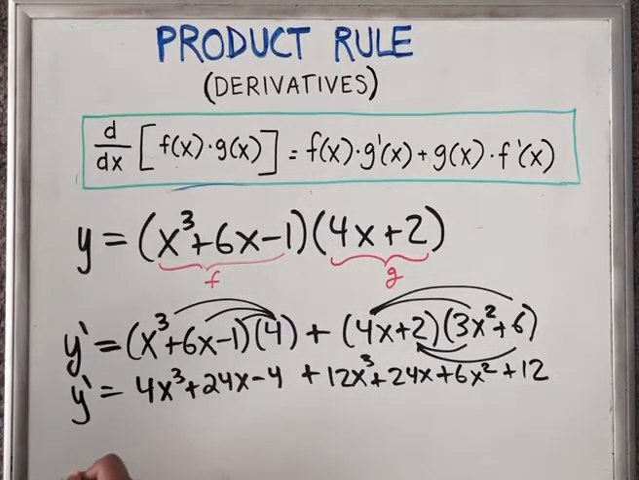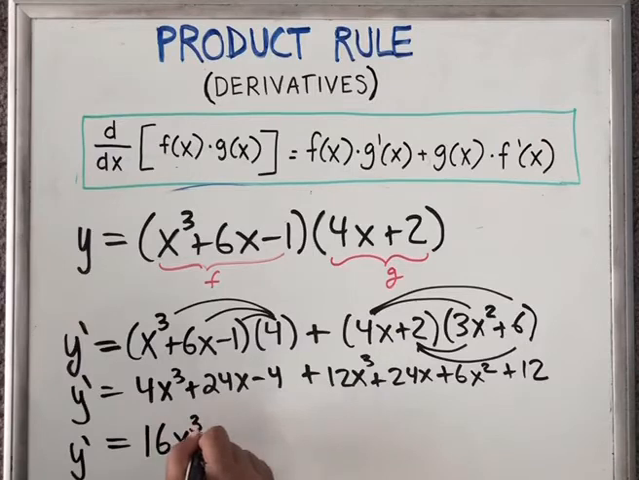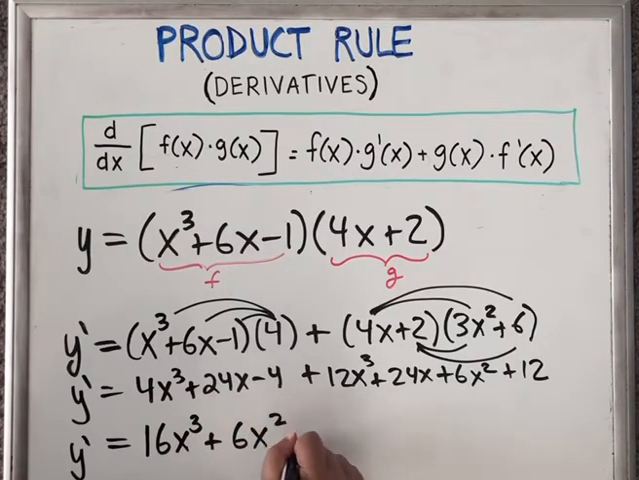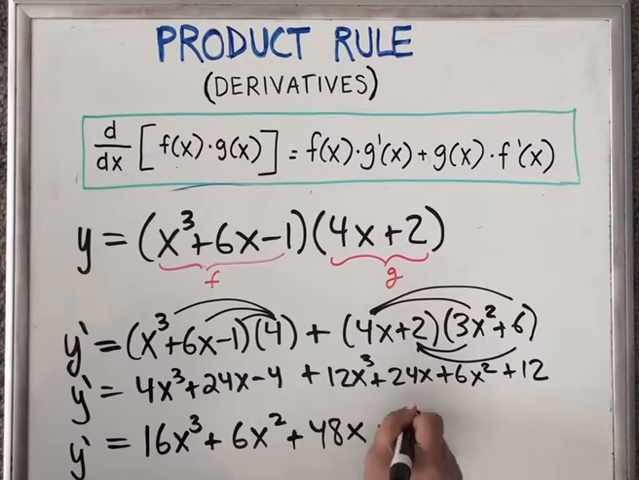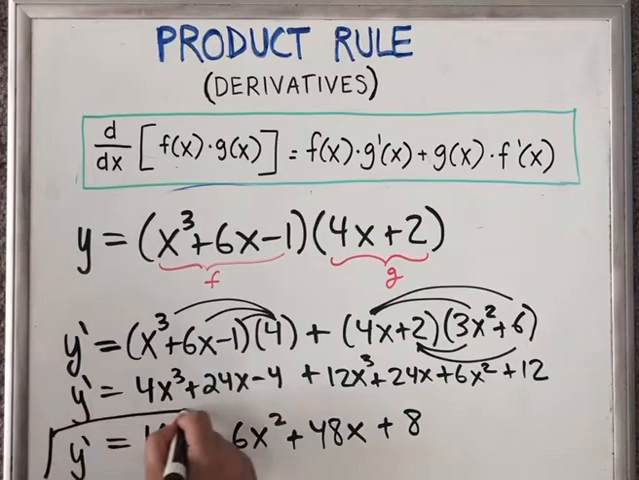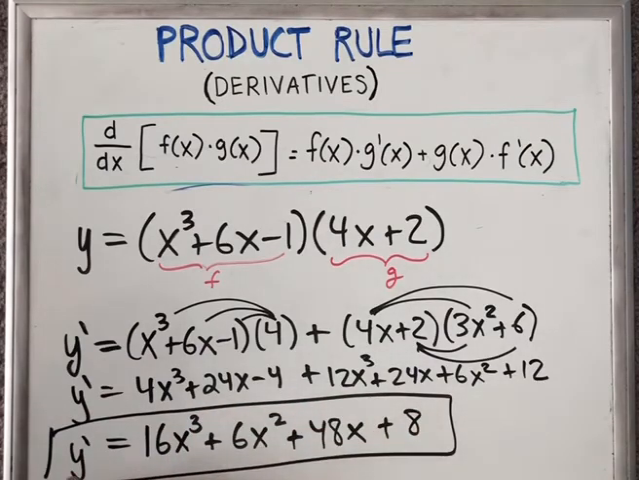And finally, I'm just going to combine like terms. This will give us a final answer of 16x cubed plus 6x squared plus 48x plus 8. And there you go. That would be your derivative using the product rule.